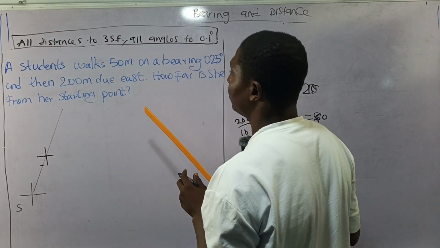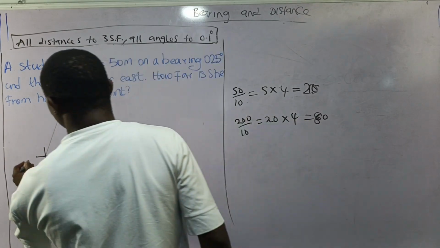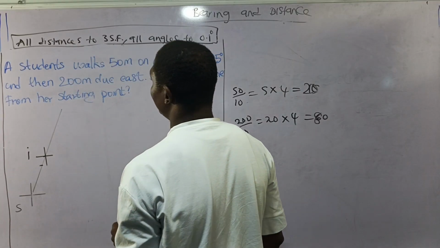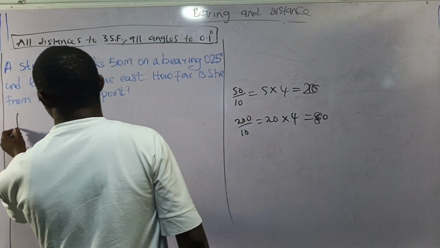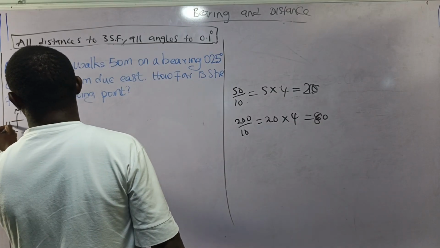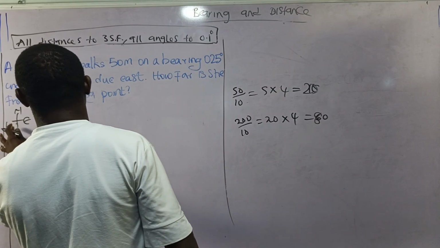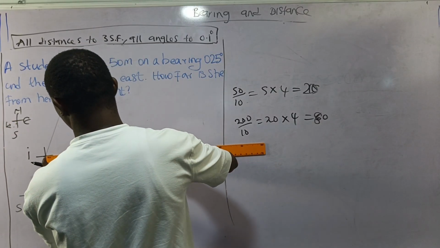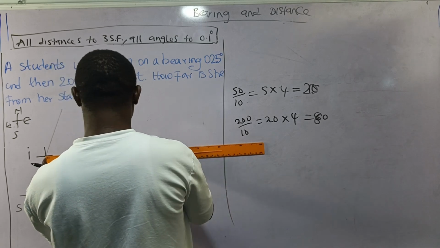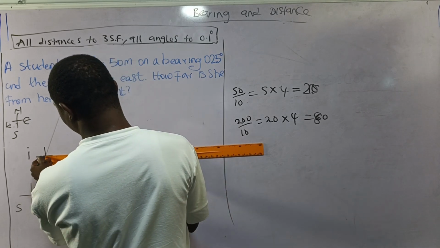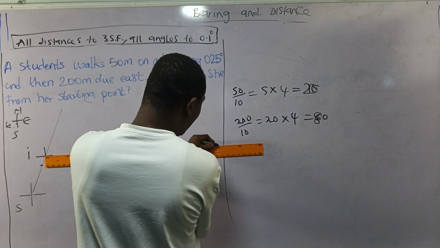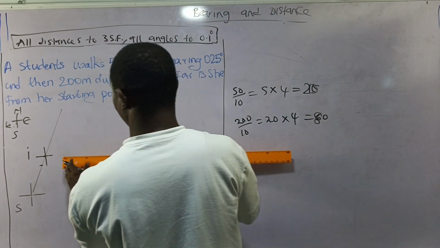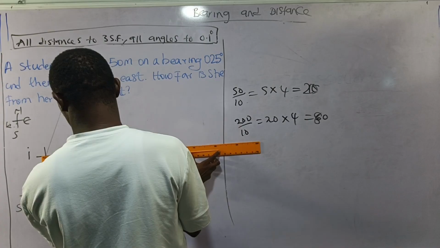And they said, and then, meaning I can take this as my initial point. And then 200 meter due east. Remember, north, south, west, east. So 200 meters. So I'm moving from here to get my 80. I put it at this very tip that connects the vertical and horizontal line. So this is my 80. I would have ruled. Let's rule.